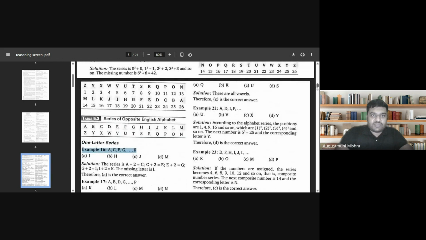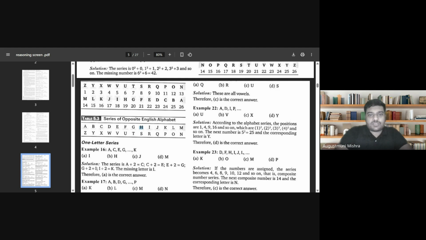Here is A, B, C, D. After A, they miss B. Then after C, they miss D. Then after E, they miss F. Then G, they miss H. Then they gave the K.